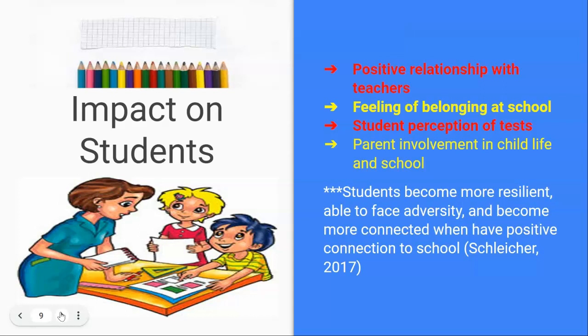On the flip side, negative student relationships with teachers can undermine student confidence and lead to greater anxiety. So we need to work on those positive relationships. Parent involvement in a child's life in school: if they feel the parents are concerned about school, it impacts their attitude towards education. So getting the parents involved and getting the students connected at school are all things that are going to help the students be successful in school.